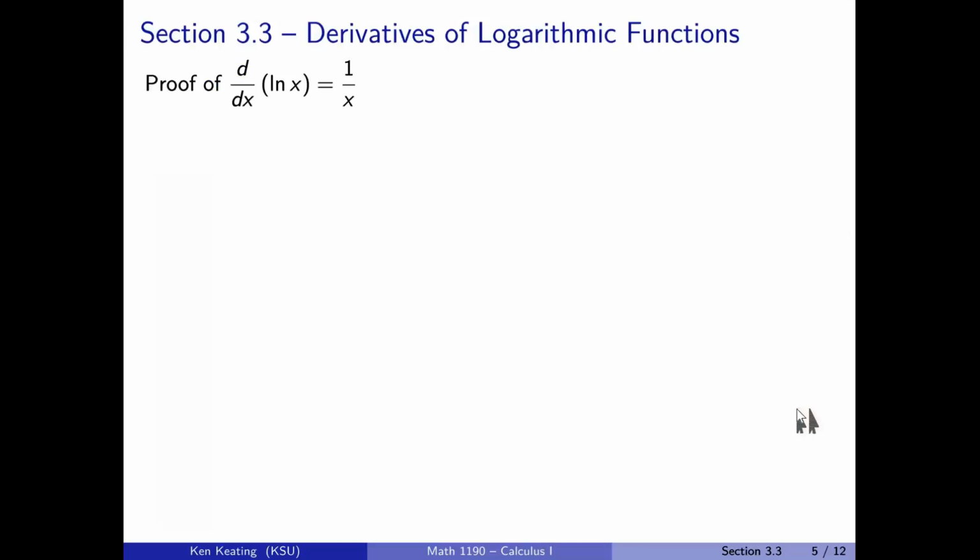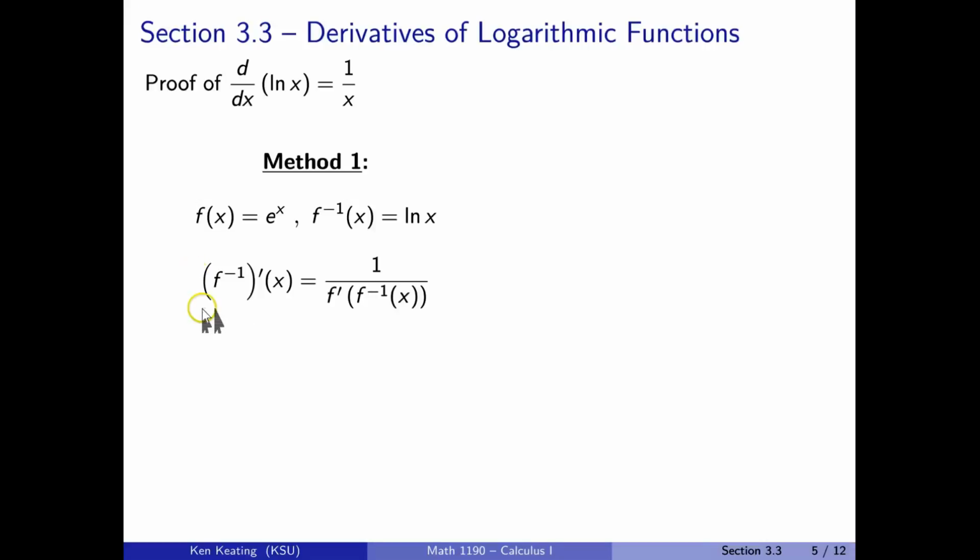All right, now I said I wanted to prove this rule to you, so I'm going to do this using two different methods. The first, we'll use the theorem from 3.2 that talked about taking the derivative of an inverse function. And so I want to take the derivative of f inverse x, where f inverse x is ln x. To use that theorem, I'm going to have to know what the original function was. And of course, if f inverse is ln x, then f is e to the x.